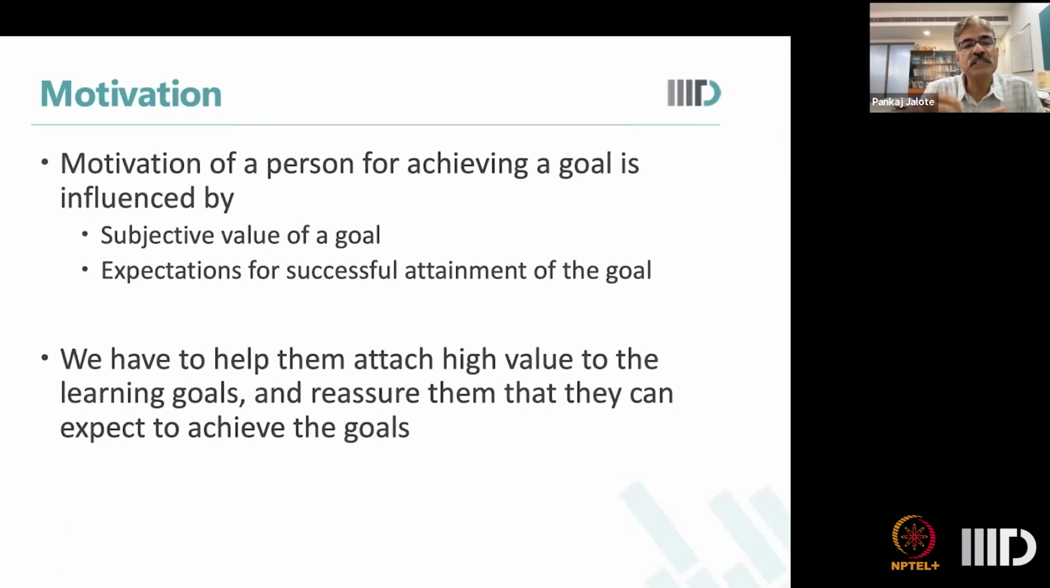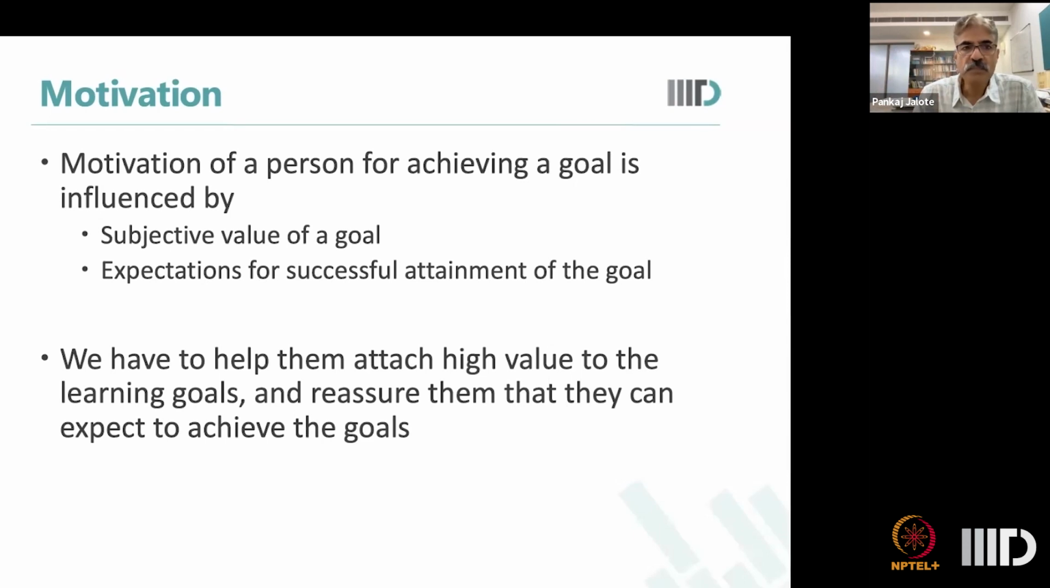So these two conditions: the subjective value of the goal, it's subjective, right? The student may not have thought, so we help the student think and find the value that is there in the course. After all, courses are valuable. Otherwise, why would we want to teach them? So there is value in that learning. We have to help the students appreciate it, so the students' subjective value increases. And we have to keep reassuring them that, look, you can achieve these goals. If you can do that, the motivation of the student to achieve those learning goals that you have established for your course will be higher.